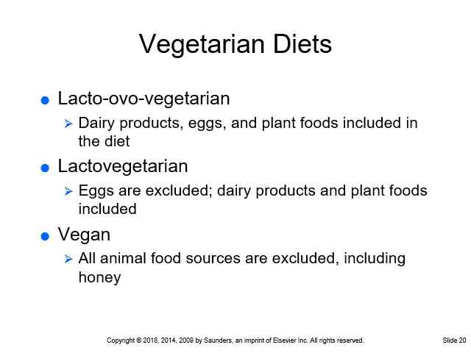Lacto-ovo vegetarian, which includes dairy products, eggs, and plant foods. Lacto-vegetarian, eggs are excluded, dairy products and plant foods are included. And the vegan diet, all animal food sources, including honey, are excluded.